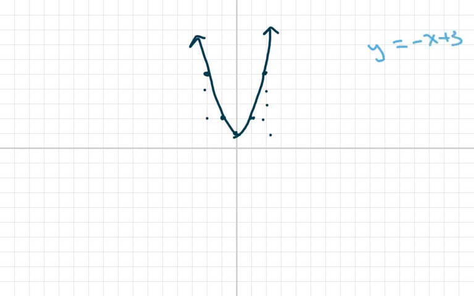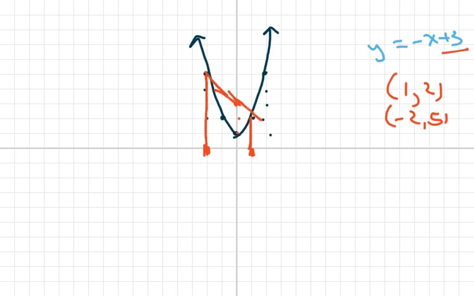So recall what we're doing. We're going from negative 2 to 1. So we're hitting right here, and we're hitting right here at 5. So this point here was 1, comma 2. This point here was negative 2, comma 5. And my y-intercept is 3. 1, 2, 3. And the slope is negative 1. So it's hitting here. It's hard to draw on this. So it just goes through there. And there's your equation of the secant line that goes through the curve.